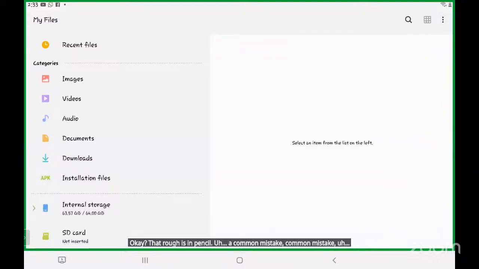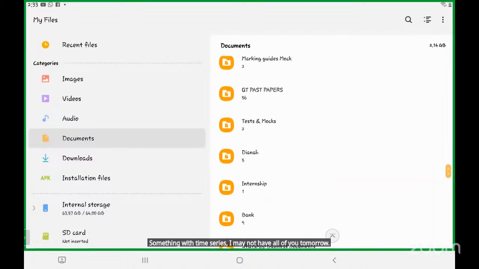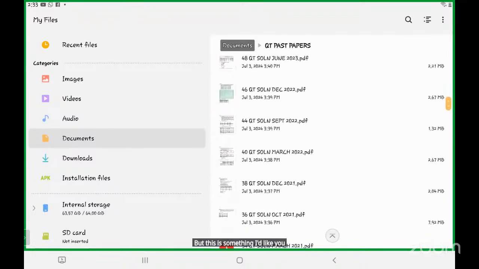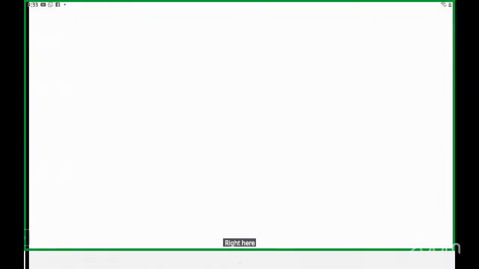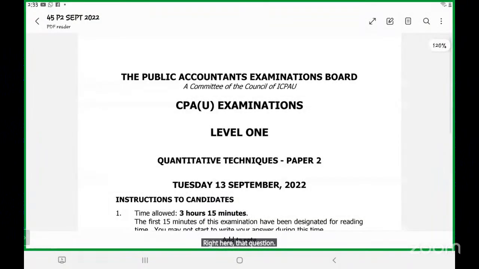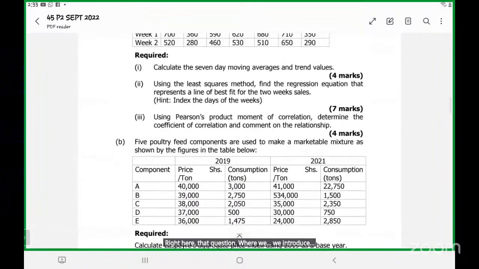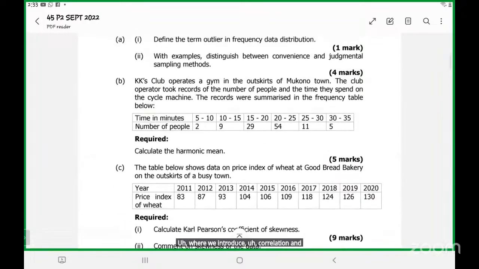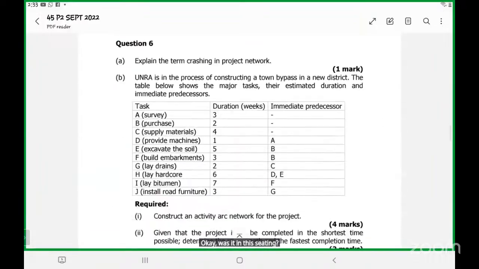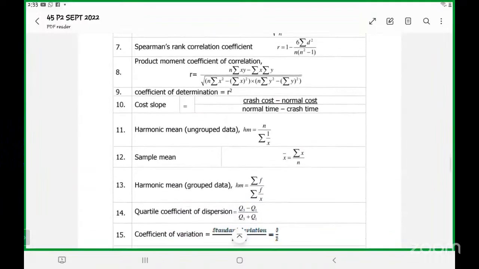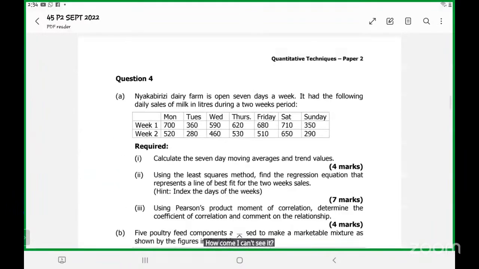Something with time series. I may not have all of you tomorrow, but this is something I'd like you to go with. That was September 2022, right here. That question, where we introduce correlation and regression in time series. Okay, was it in this sitting? How come I can't see it? Yeah, there you go.